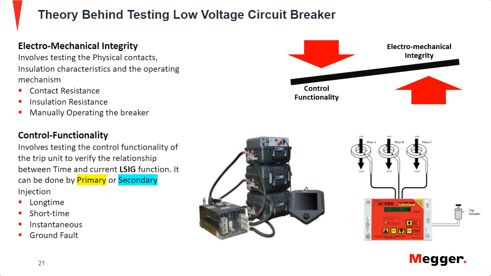So a little bit of theory behind the test methods again. When you're testing the electromechanical integrity, that's when you're doing your contact resistance, your insulation resistance, and then you're actually manually operating the breaker. That's when you'll hear the term slow closing the breaker. You're just making sure that all the contacts check out, your insulation between phases checks out. And then when you're actually testing the control functionality of the breaker, you're performing either primary or secondary injection. You're testing the trip units of the breaker and the breaker itself, making sure that it adheres to the time current curve and that it trips when it's supposed to, depending on the dial settings for long time, short time, instantaneous, and ground.